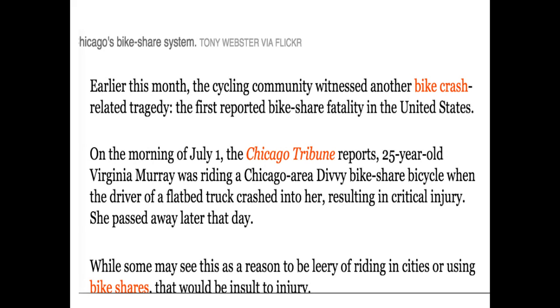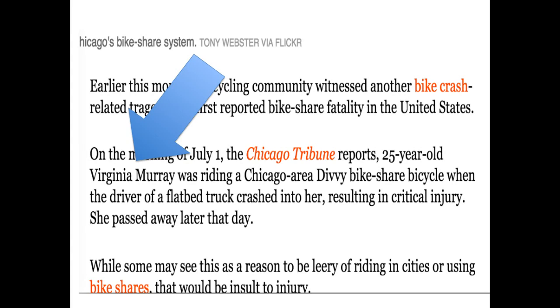All right, look, in this particular article, I have found the name of someone who is affected by bicycle commuter safety. Great, I have her name. But this particular article doesn't give me very many details. I know she's 25, and I could write that on my sheet where it says details. I know that she was riding a bike share bicycle. I could write that on my sheet. I know that it was a flatbed truck that crashed into her, and I could write that on my sheet.